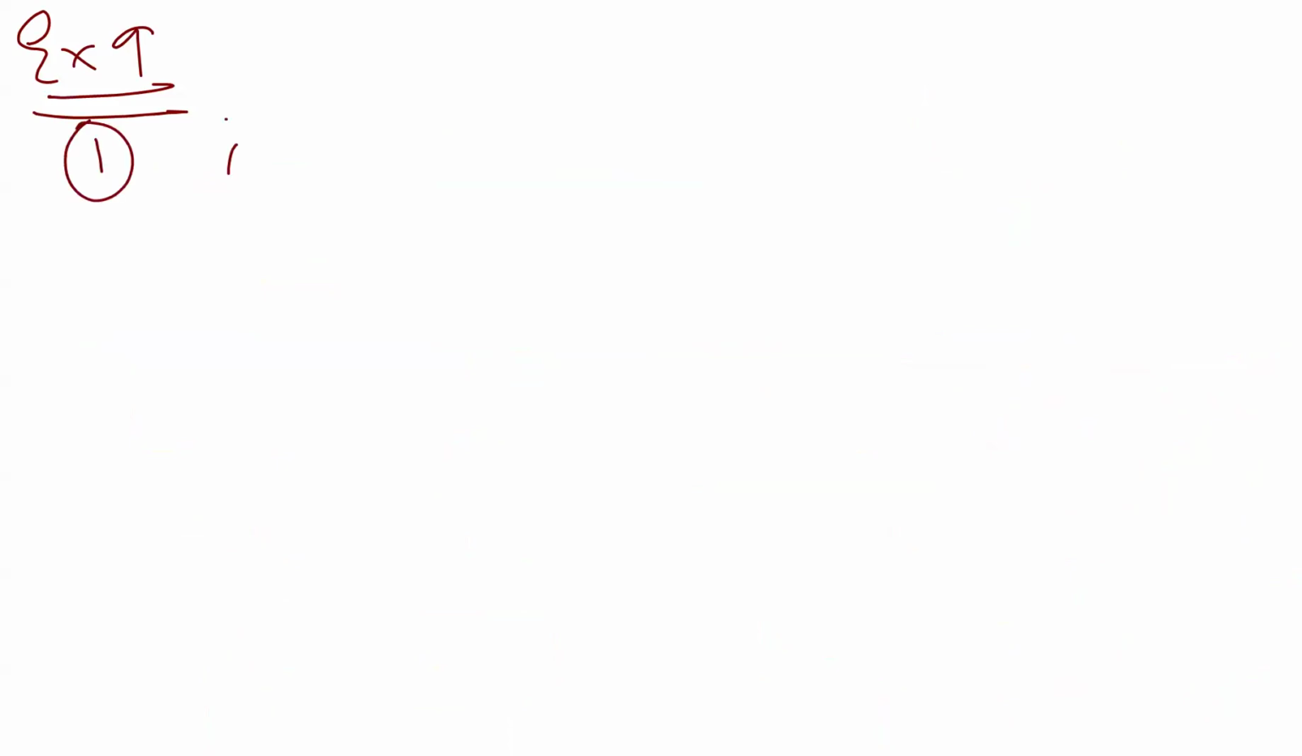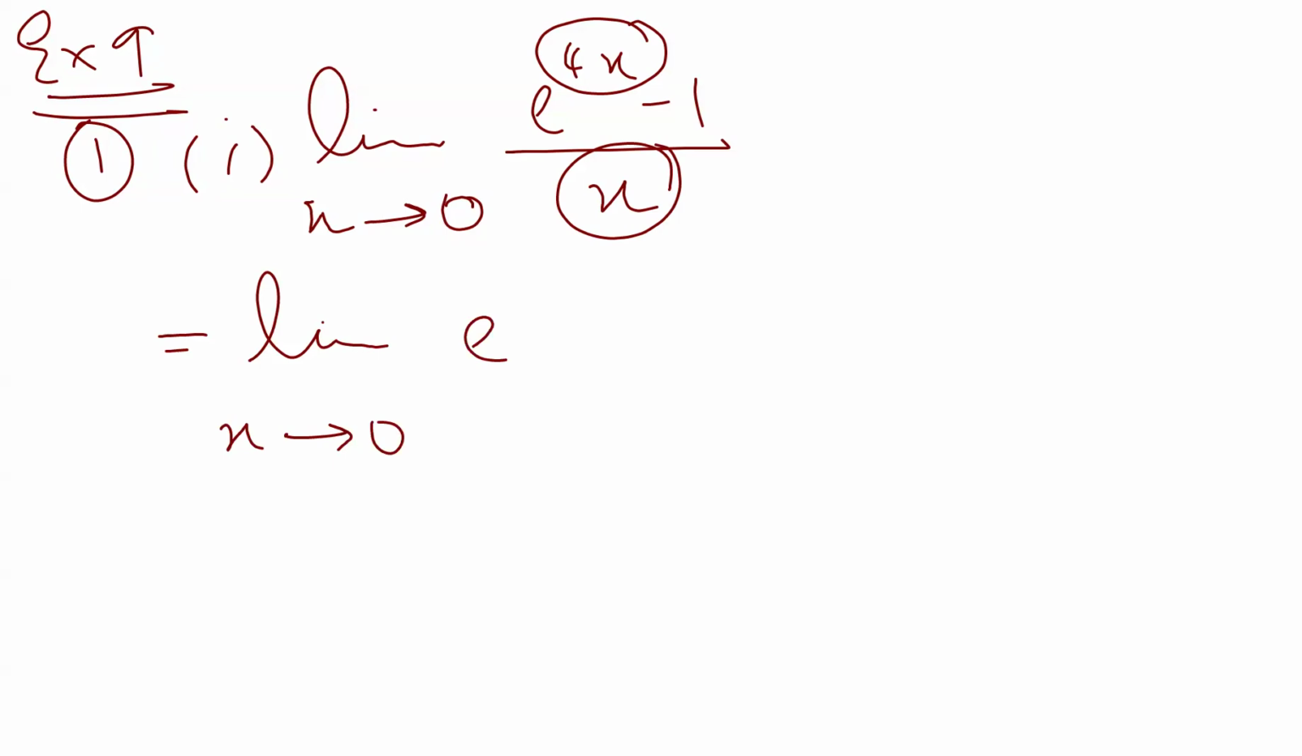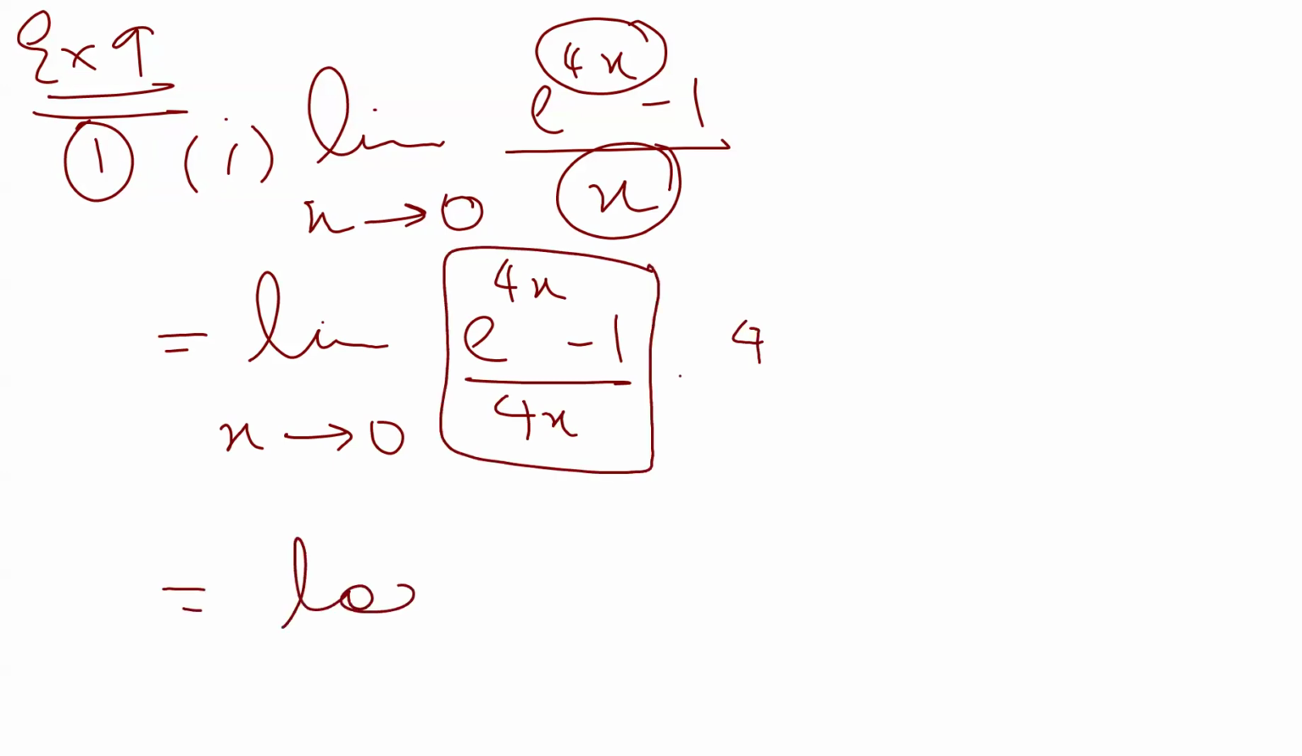Limit x approaching towards 0, (e raised to 4x minus 1) upon x. Now here there is 4x, so down also it should be 4x. So multiply and divide by 4. This will become log e, and log e is equal to 1. So this is equal to 4.